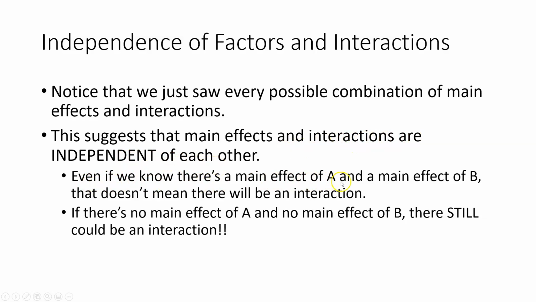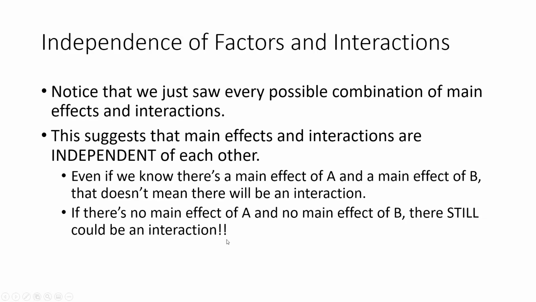Even if we know there's a main effect of A and a main effect of B, that doesn't mean there will be an interaction. And if there's no main effect of A and no main effect of B, there still could be an interaction. Or there could be neither, or there could be all of them. They're all independent of each other.